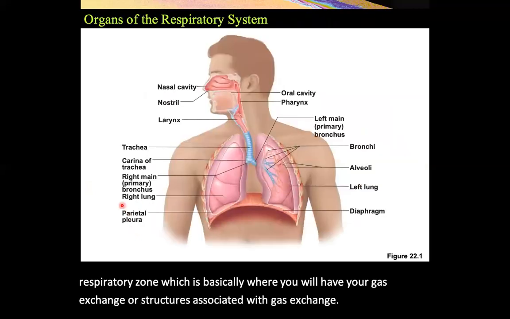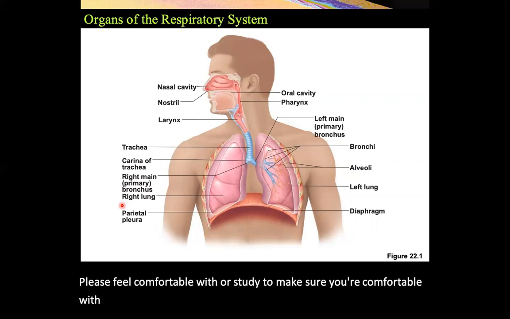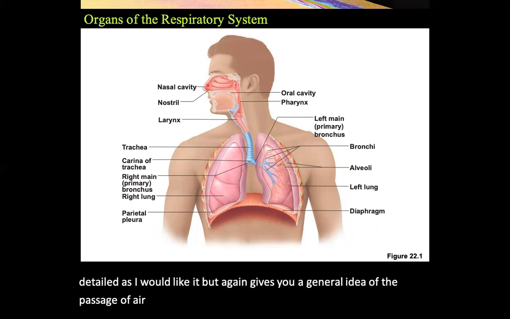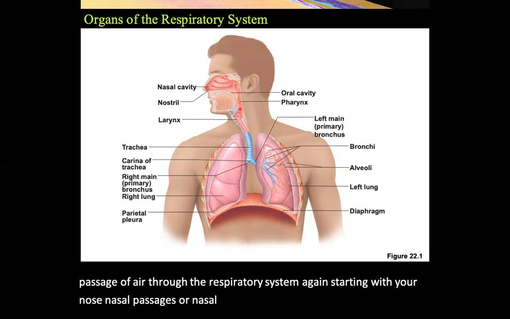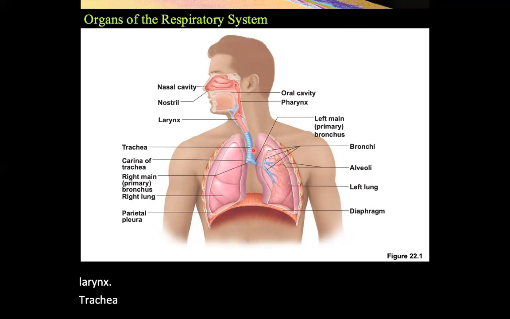Please study to make sure you're comfortable with identification of the structures. Now, this picture is not as detailed as I would like it, but it gives you a general idea of the passage of air through the respiratory system. Again, starting with your nose, nasal passages or nasal cavity, going down your pharynx, your larynx, trachea, and eventually branching into what we identify as the bronchial tree.